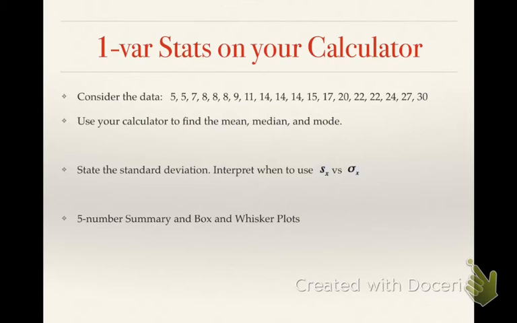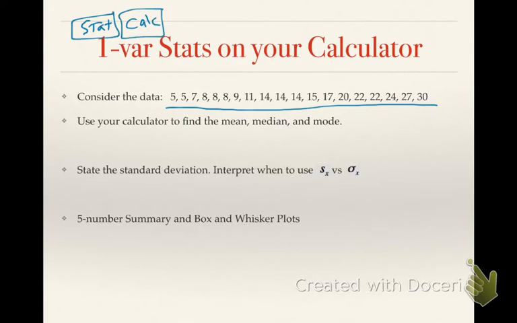Now I want to spend some time talking about the one var stats in your calculator. You've had a lot of experience with this particular function, but let's review some things. So I listed some data, 19 values there. If you were to type all those into your calculator into list 1, so hit stat, edit, list 1, you can calculate the mean, median, mode by doing one var stats, which is located under stat calc.